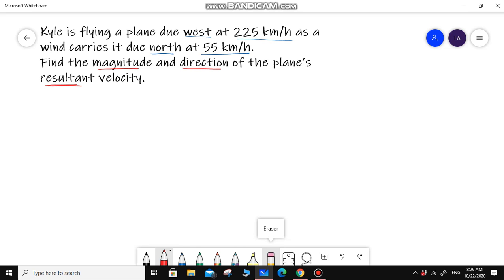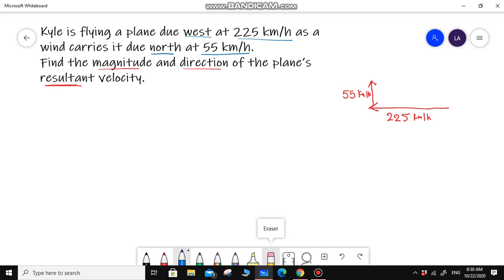If we try and sketch these two vectors, I have a vector of magnitude 225 kilometers per hour acting to the west, and a smaller vector toward the north, which is the wind, as if the plane is flying toward the west and the wind is shifting the plane toward the north. The velocity of the wind is 55 kilometers per hour north.